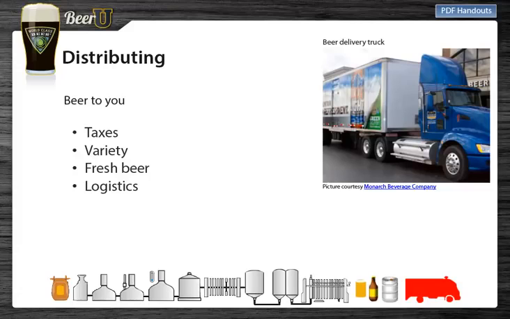As of 2013, there are well over 2,000 breweries in the United States and hundreds of thousands of locations that sell beer. Distributors make this process more efficient because it's impossible for every brewery to make their own deliveries to every beer retail location. Beer distributors also pay state taxes on beer and provide variety to consumers by bringing dozens of different brands to stores. Beer distributors also provide and manage a complex logistics system that helps keep beer fresh while transporting beer from the brewery to the store.